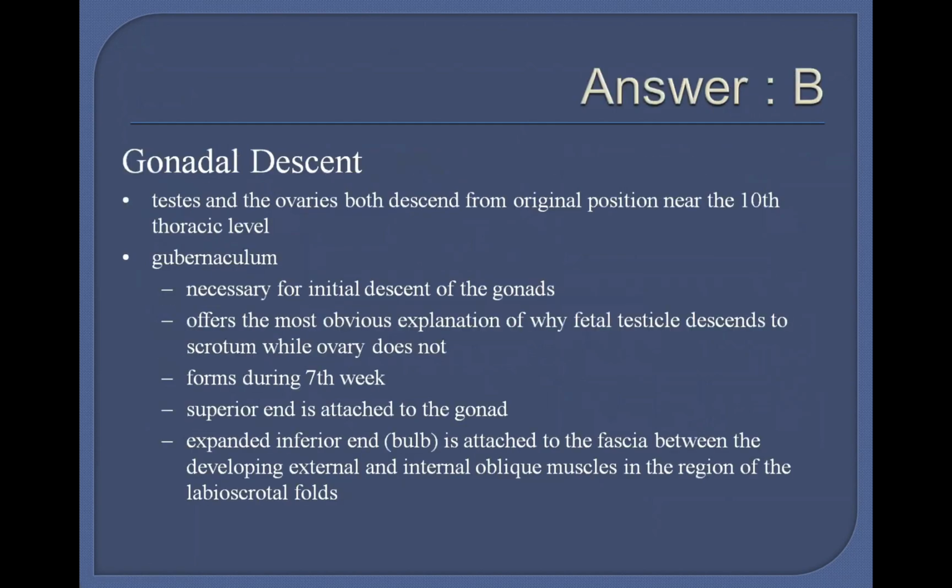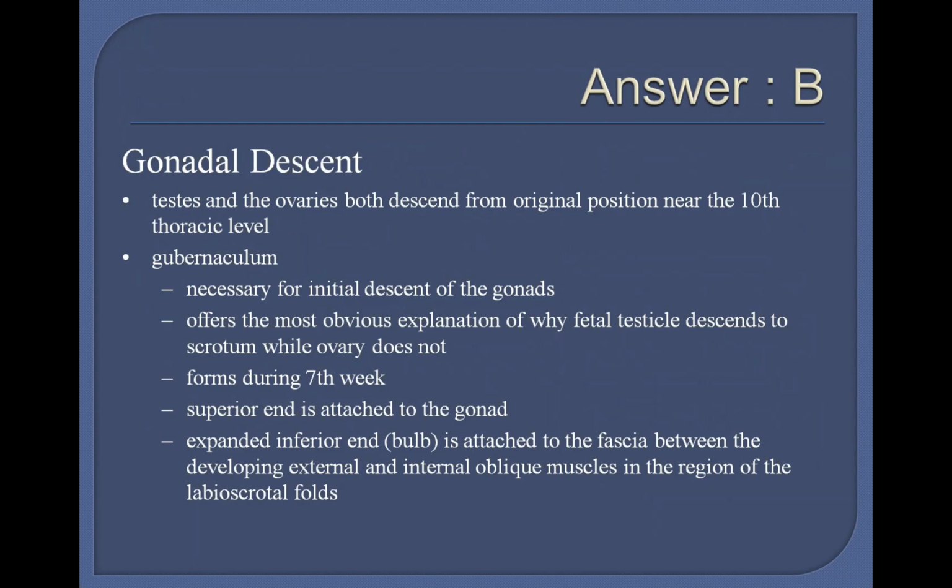So both the testes and ovaries descend from their original position, which is near the 10th thoracic level. The gubernaculum is necessary for the initial descent of the gonads. That is why the fetal testicle descends to the scrotum, while the ovary does not. It is initially formed during the 7th week, that is before the 2nd month. The superior end is attached to the gonad, and the expanded inferior end is attached to the fascia between the developing external and internal oblique muscles in the region of the labioscrotal folds.